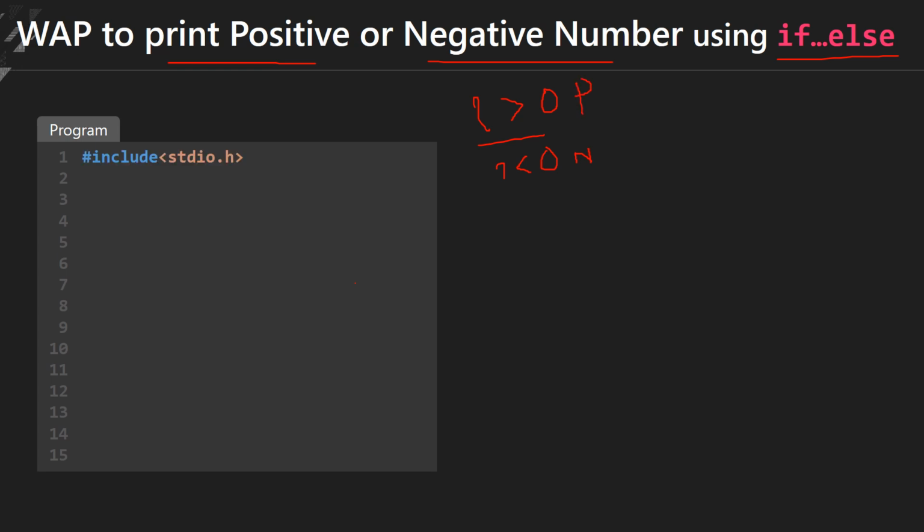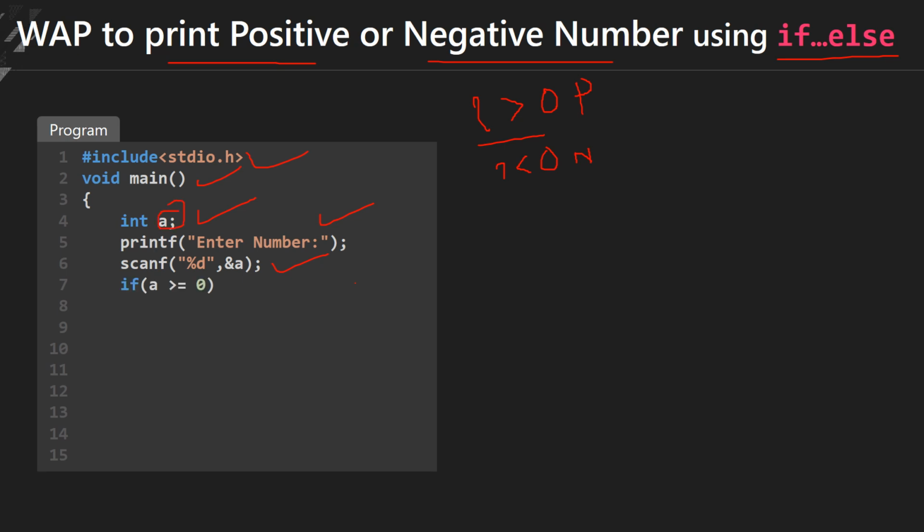As usual, you have to start with the preprocessor, then the main statement, which is the entry point of your C program. Then you declare a number, which you want to read from the user, as an integer, and read that number and store it in a variable. Then you check the condition. If a is greater than or equal to 0, then it is true, that is a positive number. Print the positive number.